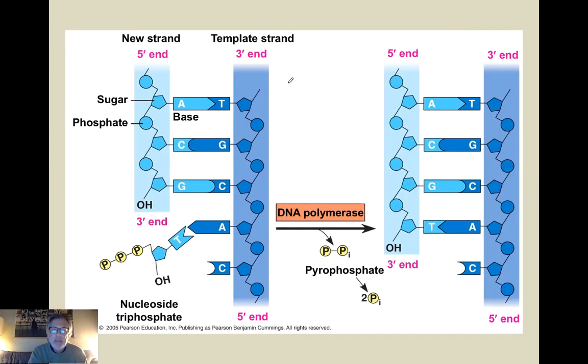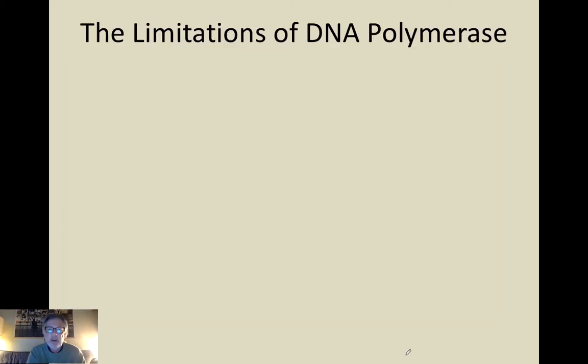Let's take a look at what that means. Here we have the template strand. Here we have the new strand. Here is the 5' end of the new strand. That means that the DNA polymerase can only add to this end. Remember that because the DNA strand is antiparallel, the 5' end here is matched with a 3' end in the template strand. So DNA can only elongate in that direction because of the limitations of DNA polymerase.